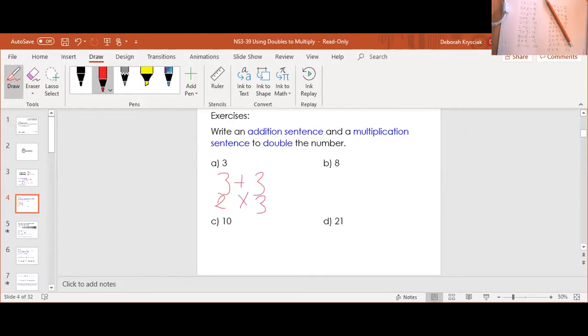This one, double 8, it's 8 plus 8. Sorry, guys, I'm using my finger and it's a little hard. I'm going to get myself a stylus.